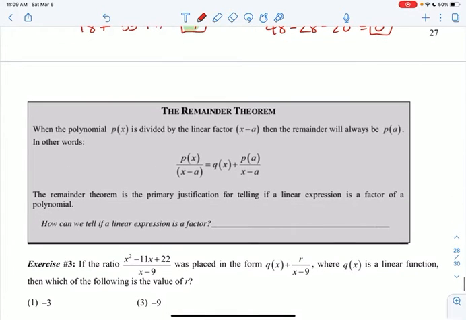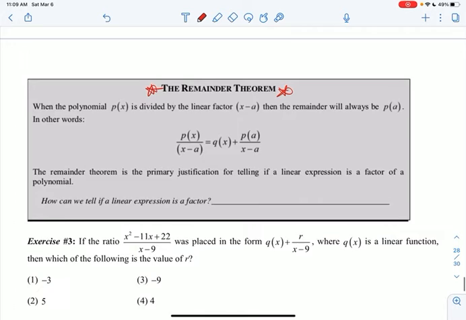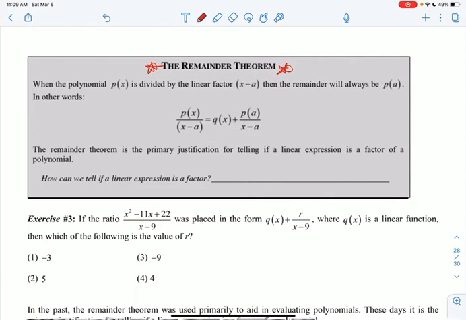So here's my rule, the remainder theorem. Basically, the remainder theorem says when a polynomial p of x is divided by a linear factor, x minus a, then the remainder will always be p of a. So in other words, I write p of x and I'm dividing it by x minus a. You're going to get some quotient, and then the remainder is just going to be p of a.